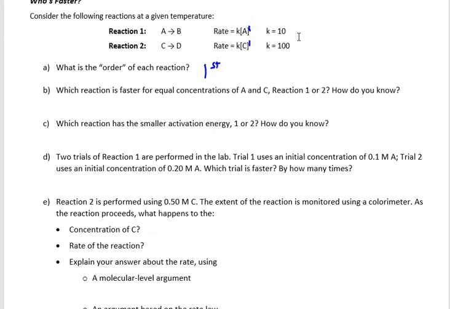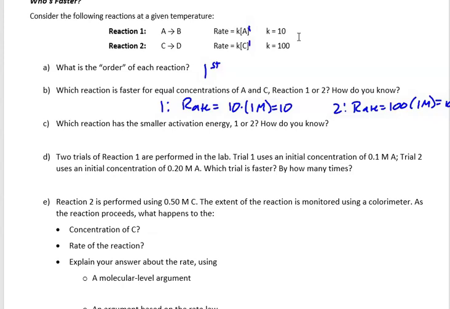And the reason for that is because for 1, your rate is going to be equal to the rate constant 10 times A. Let's just say that A is 1 molar initially, so you're going to have a rate of 10. And then for 2, your rate would be equal to the rate constant of 100 times that same concentration of, say, 1 molar. And so your rate's going to be 100. So your reaction 2 is going to be faster because it has a bigger rate constant.